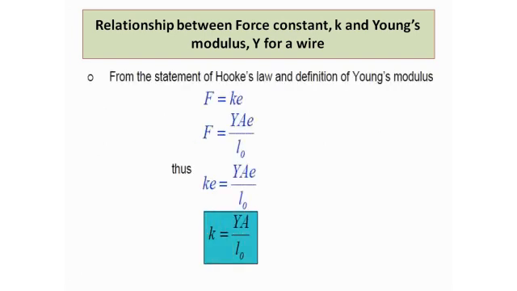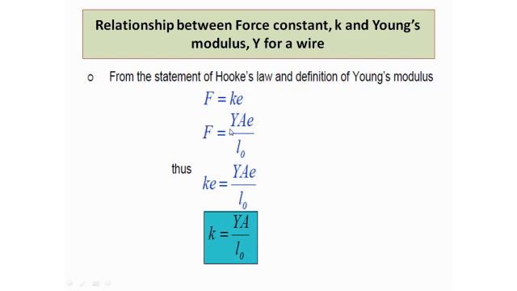Now you see what relationship exists between the force constant K and the Young's modulus Y for a wire. We know that from Hooke's law, F is equal to K e, where K is the force constant and e is the extension. And from Young's modulus, Y is equal to, from actually this F, it is here only.